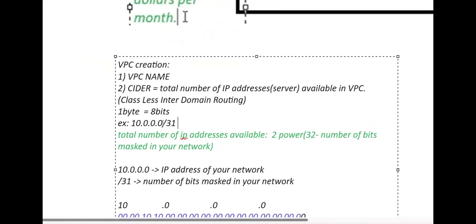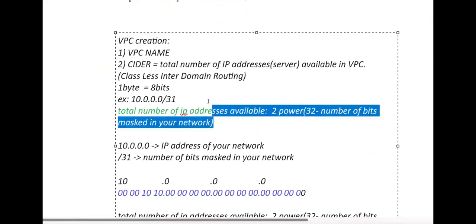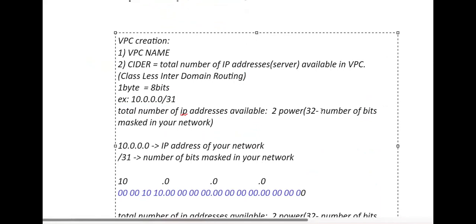So here, what is this? This is nothing but your network IP address. And this represents the number of bits masked in your network. So by using this, can you calculate the total number of IP addresses available? Yes, we can calculate it by using this formula, that is 2 power 32 minus number of bits masked.